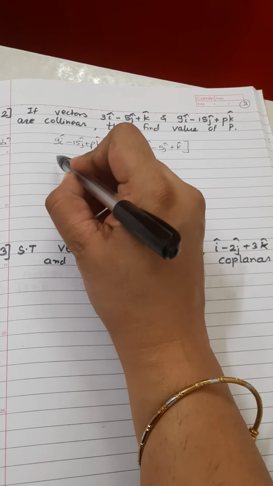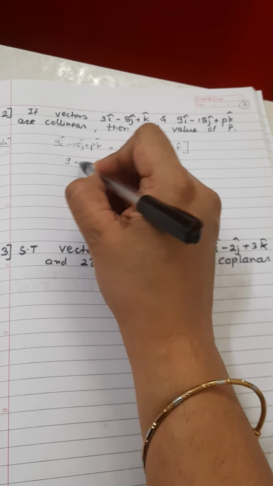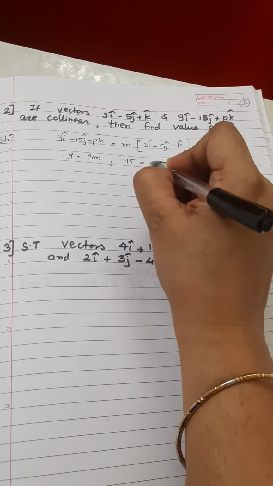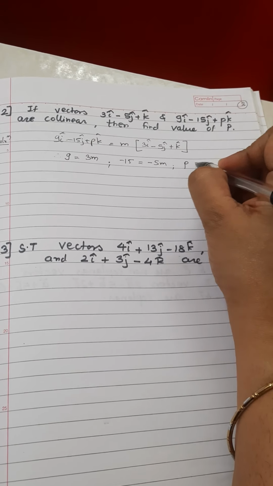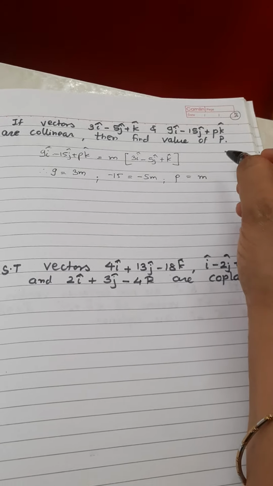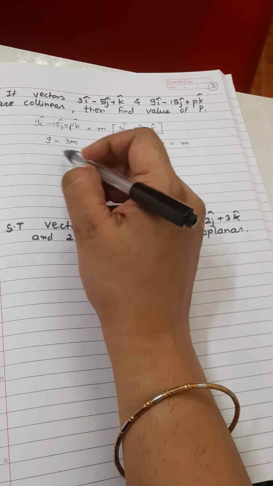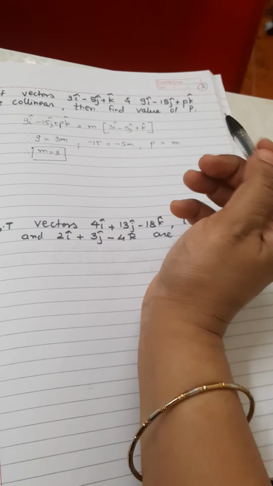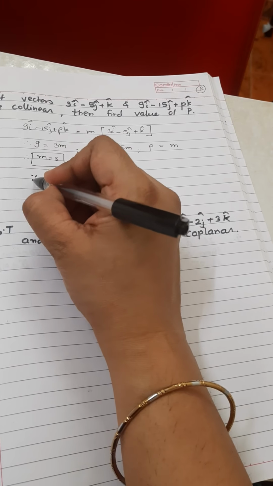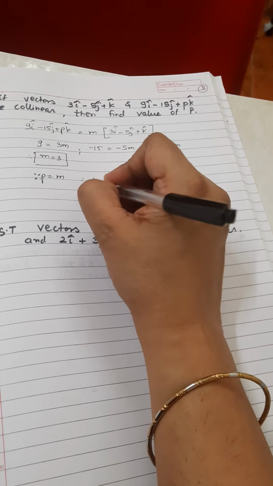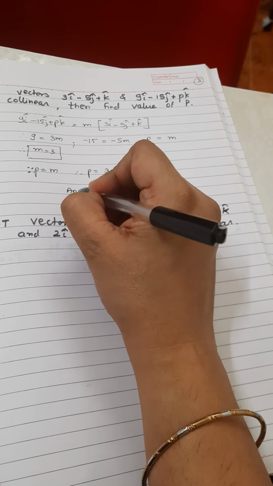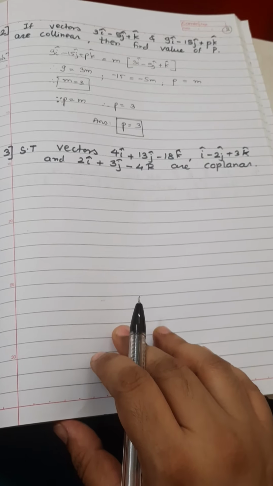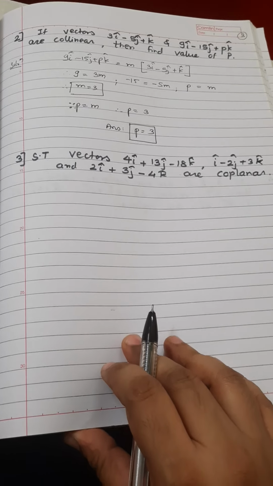So comparing each coefficient, we can write 9 is equal to 3m, then minus 15 is equal to minus 5m, and p is equal to m, right? So therefore we get m as 3 from both of these. Since p is equal to m, p is also 3, which is the answer. Okay, got it? Now consider another example.